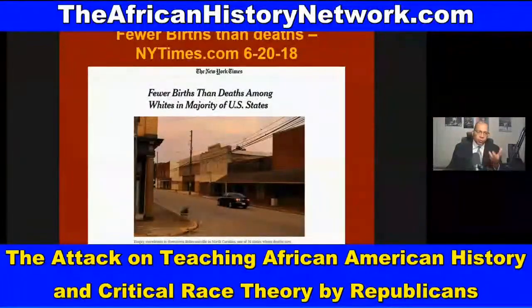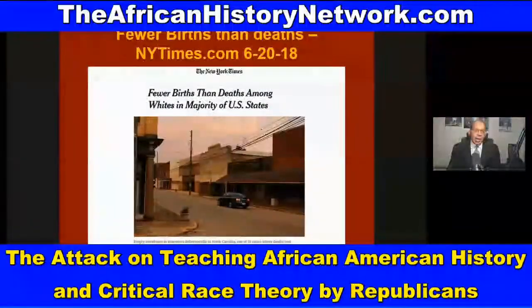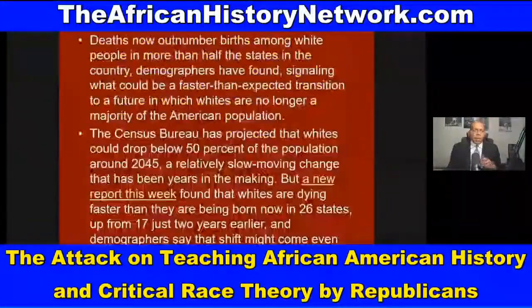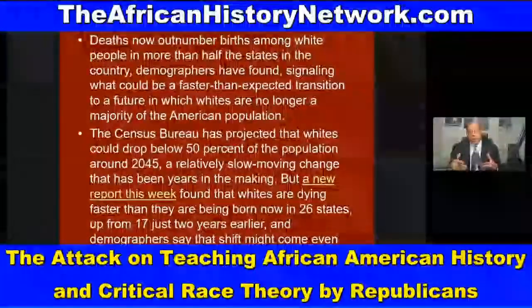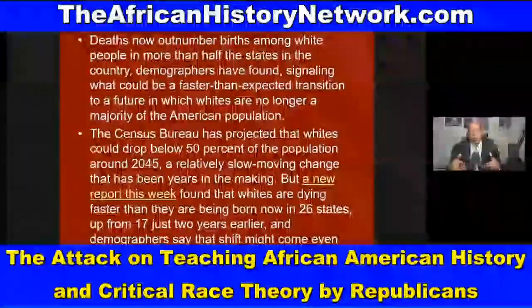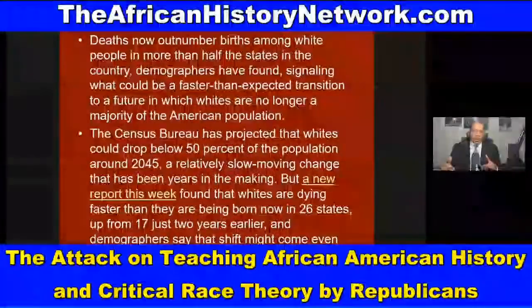So if we look at this article here from June 20th, 2018 from the New York Times: fewer births than deaths among whites in majority of U.S. states. Okay. And in this article from the New York Times, it talks about how deaths now outnumber births among white people in more than half the states in the country.